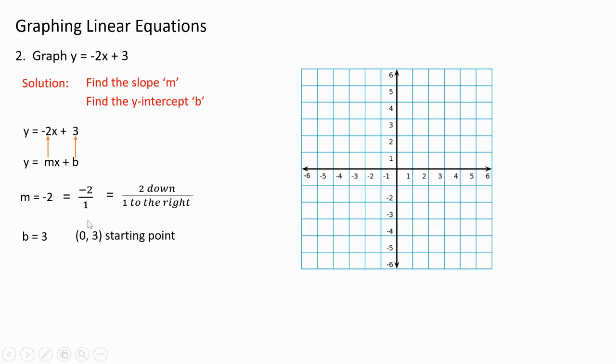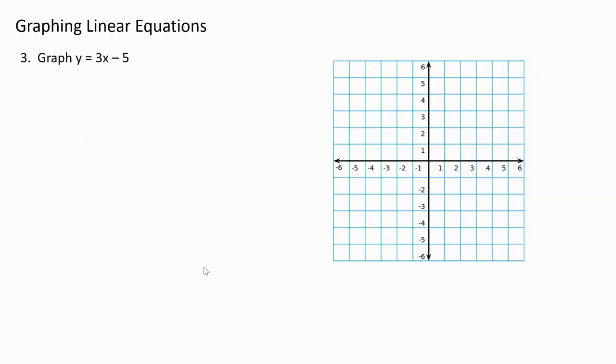Okay, so let's get our graph here. So 0, 3 is my starting point. So we're going to plot 0, 3. So it's going to be up here, 0, 3. Then we're going to go down 2. Let's see here, 1, 2 down and 1 to the right. And we connect the dots. Connect the points. So that's my line.